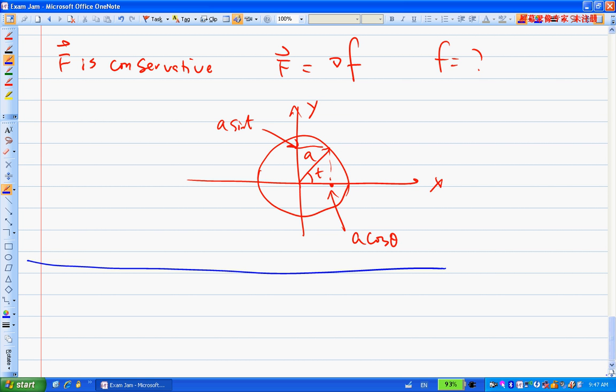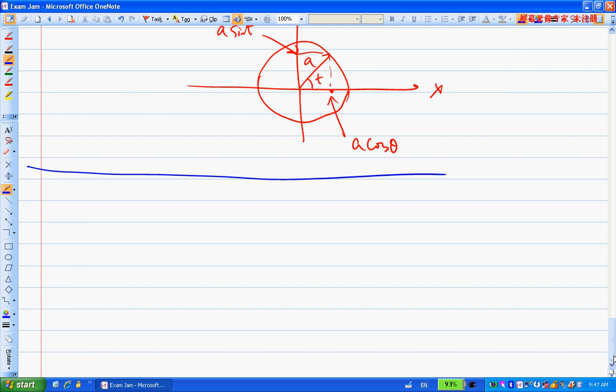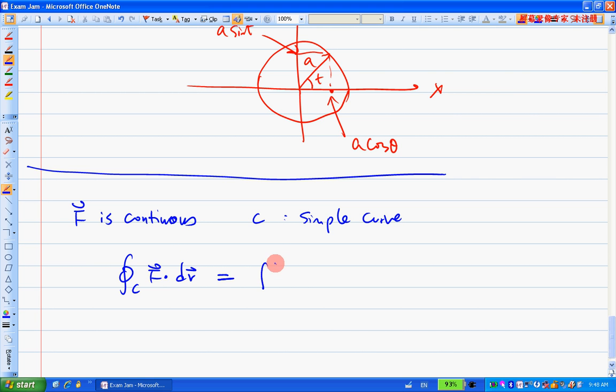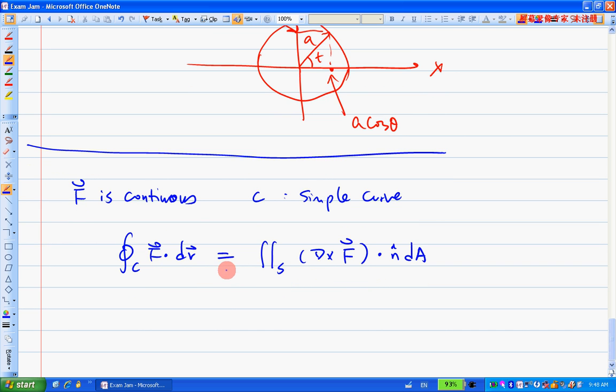Next, I'll ask you a concept question. Tell me what's going wrong in here. I have a vector field which is continuous, and curve C is a simple curve, so everything's good. And then according to Stokes theorem, we end up with this. The equal sign here is Stokes theorem. I guess there's nothing wrong here so far.